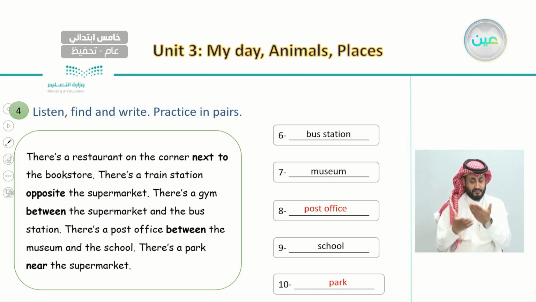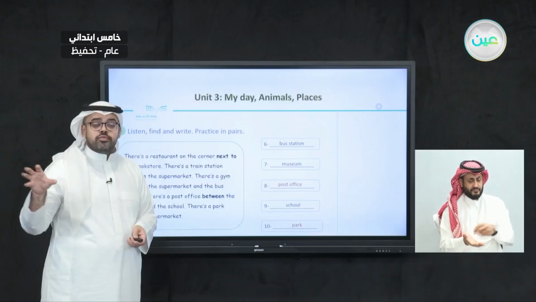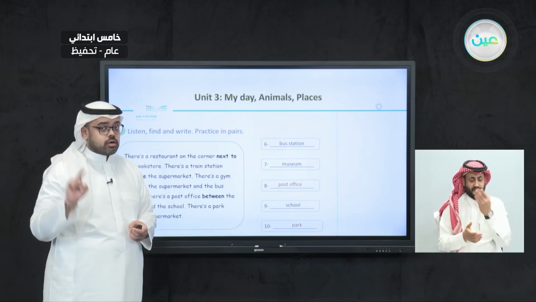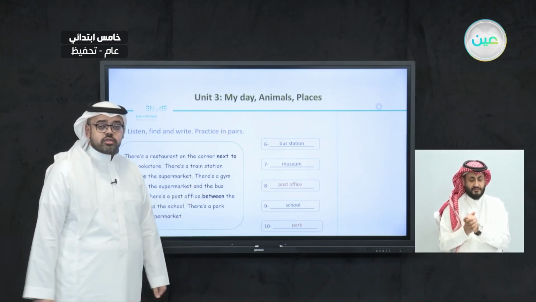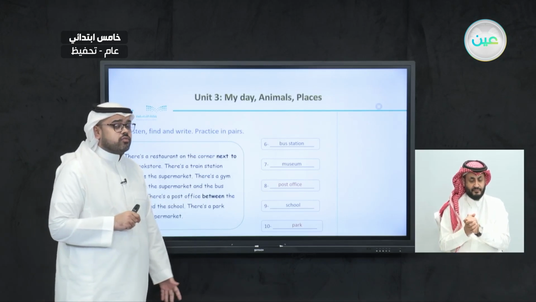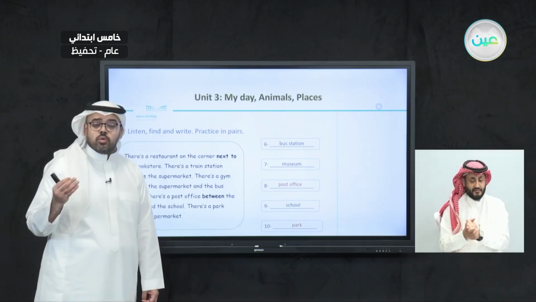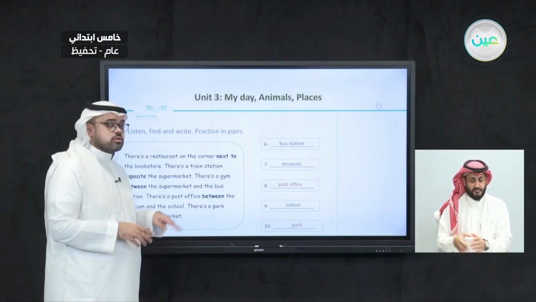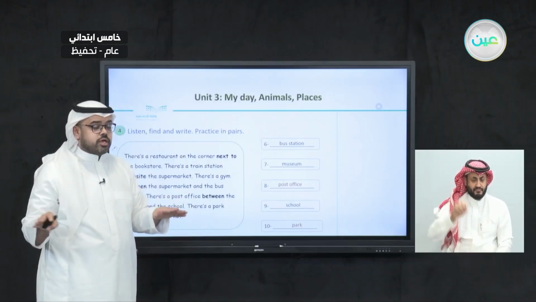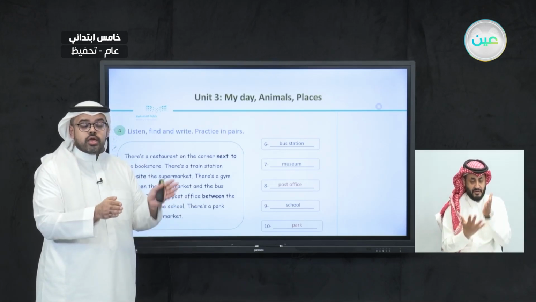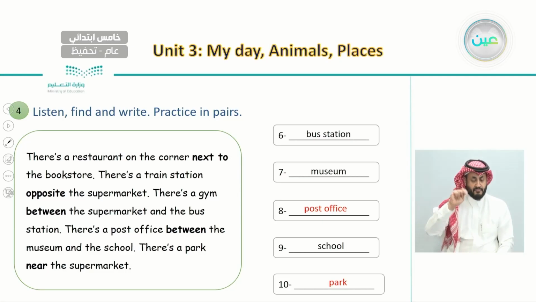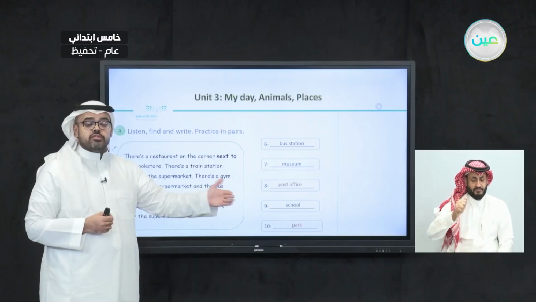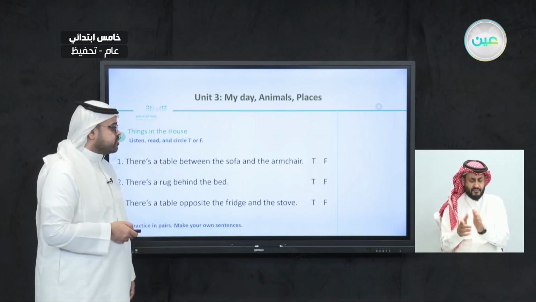So here you go. This is how we can fill in and write the names of these places according to the map and according to the text we have read. And just to remind ourselves of the prepositions we used in this text: we used next to, also opposite, a place opposite of another place, also between, in the middle of two places, and also near, which is a place that is close to the other place.